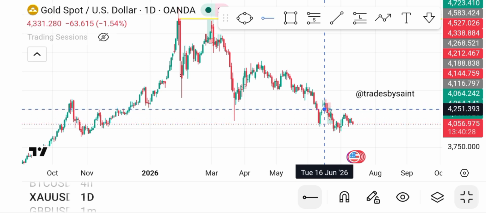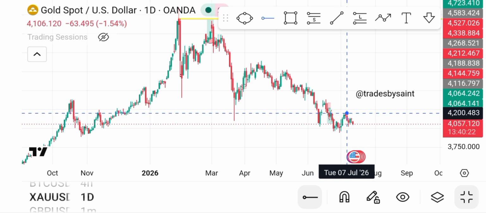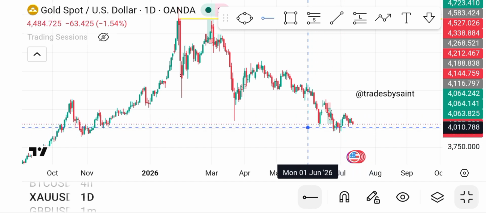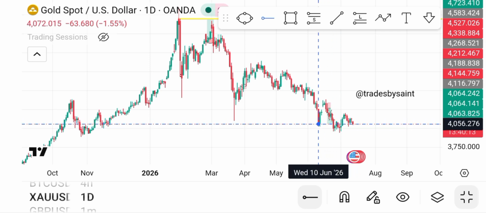After creating this new lower high, what are we expecting? A lower low, which is this. Then we have a lower high. What are we expecting next? A lower low. But if you look here, you see the market is stalling. You see, the market is stalling here.